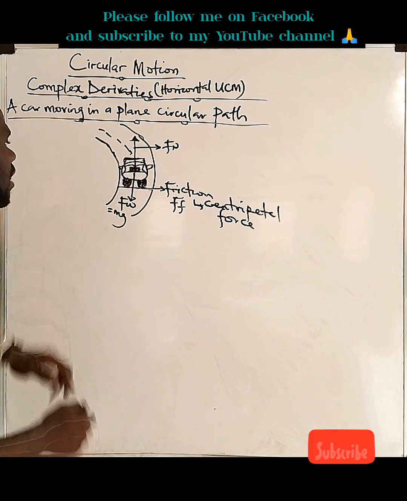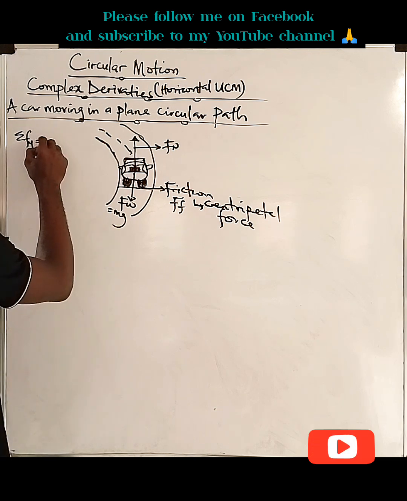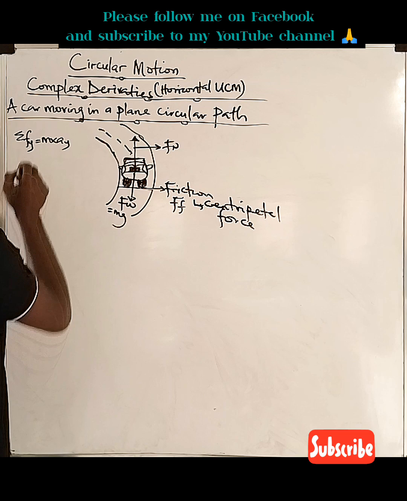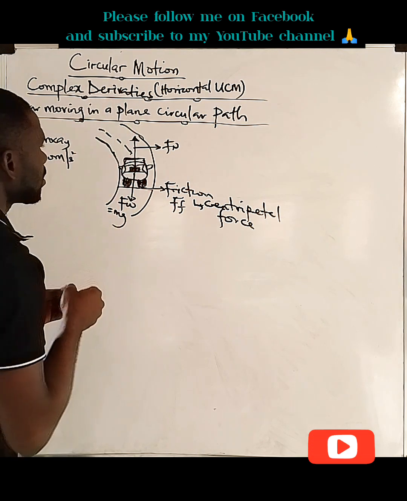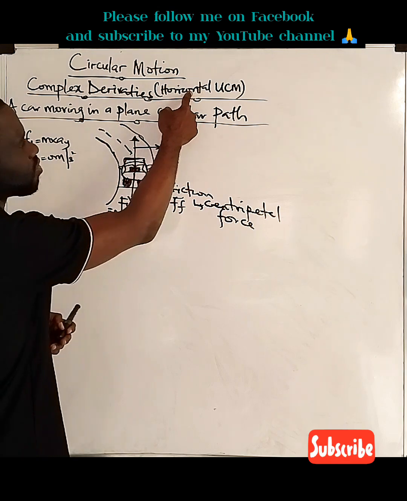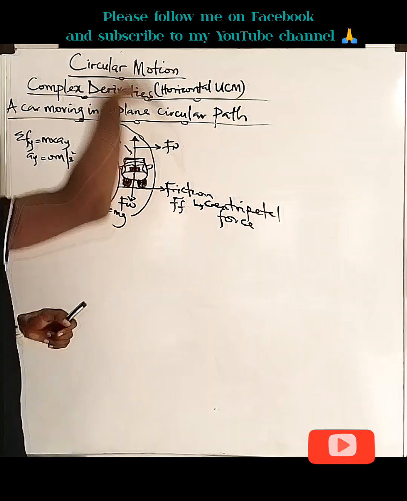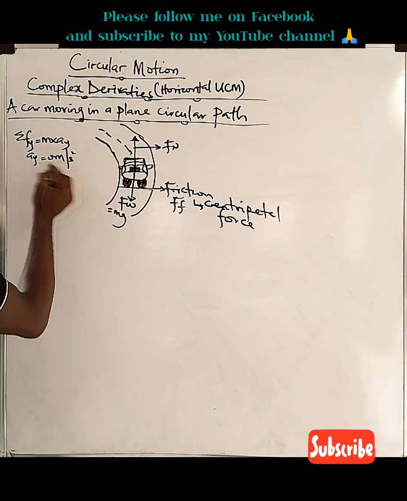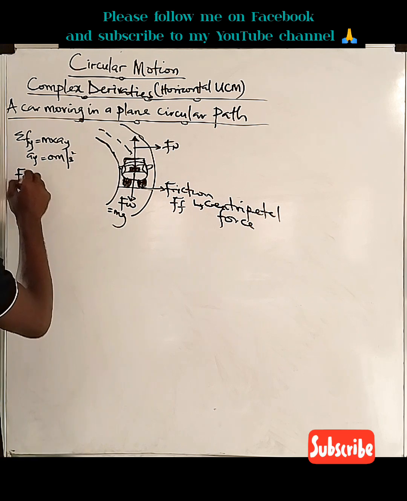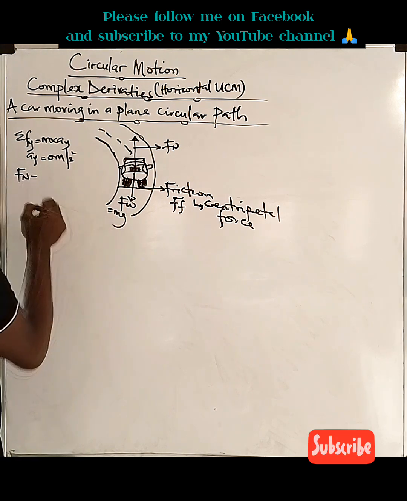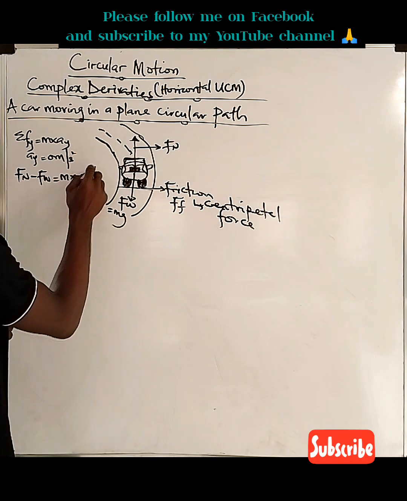So now let's carry out our analysis. The sum of forces along the y-axis equals mass times acceleration along the y-axis. Acceleration along the y-axis is 0 meters per second squared. Don't forget, there is no movement along the y-axis. This is horizontal uniform circular motion, so it's not vertical; the body is not moving up and down. So what are the forces? The sum of forces is the normal force, fighting against gravity, against weight, which equals the mass of the car times 0 meters per second squared.